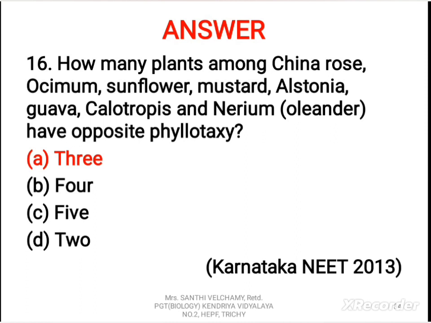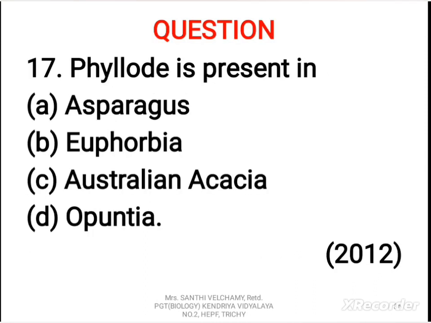That's why 3 is the correct answer. Next one: phyllode is present in A. asparagus, B. euphorbia, C. Australian acacia, D. opuntia. The correct answer is Australian acacia.